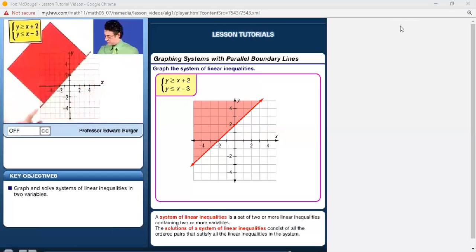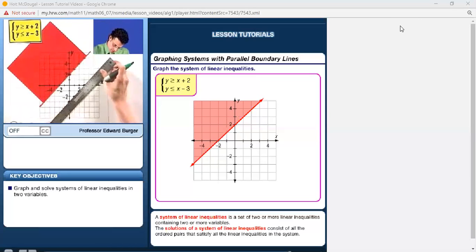Okay, good. Now let's graph the next one. The boundary line is going to be y equals x minus 3. So I see -3, and the slope is 1. 1 up, 1 over, 1 up, 1 over, 1 up, 1 over. And again, I want solid, so this is good. So I can do that.